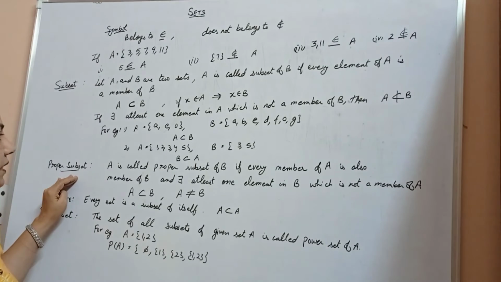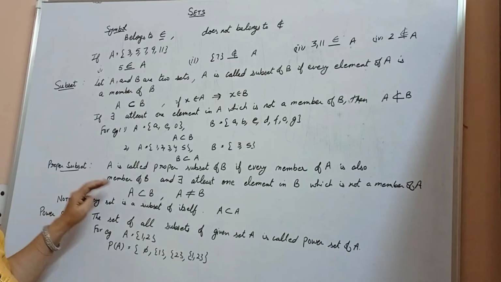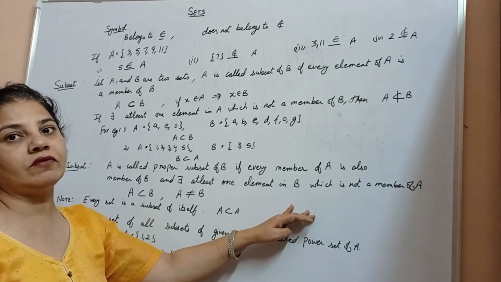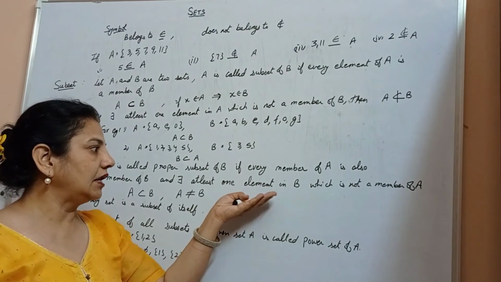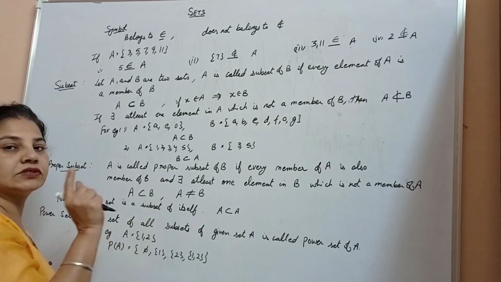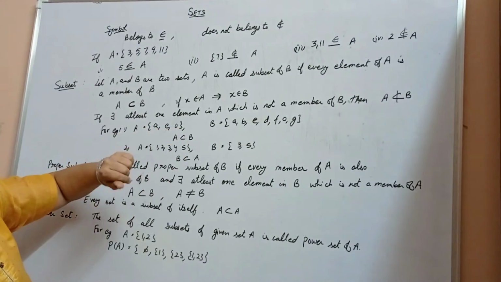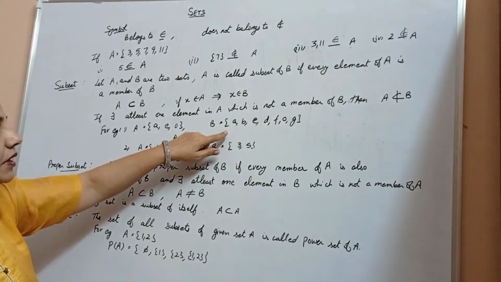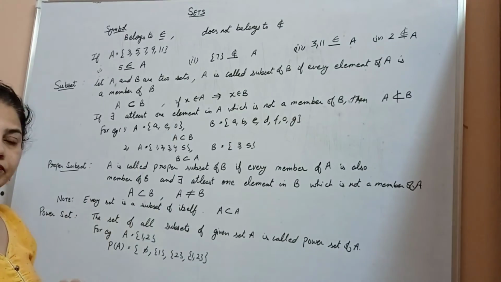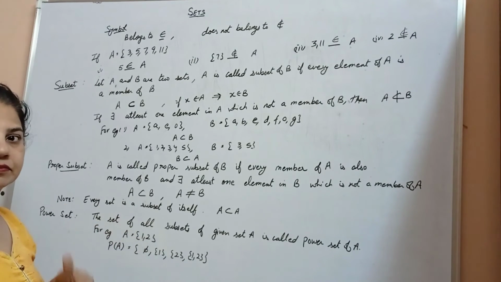Proper subset. A is called a proper subset of B if every element of A is a member of B and there exists at least one element of B which is not a member of A. In that case we say A is a subset of B but A is not equal to B. Here A is a proper subset of B because every element of A is in B and there are some extra elements which are not in A. And every set is a subset of itself.